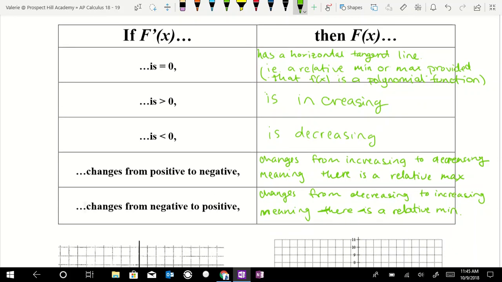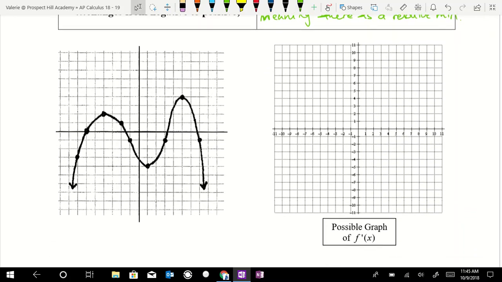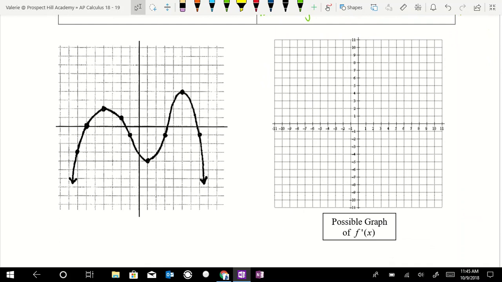All right, so looking at this graph, the bottom of the page, this is a graph of f of x. Okay, and we're going to use this graph of f of x to help us sketch a possible graph of f prime of x. Okay, so first things that we're going to look at are when does f of x have a relative max or relative min, right? So when does f prime of x equal 0? So that happens here, here, and here.